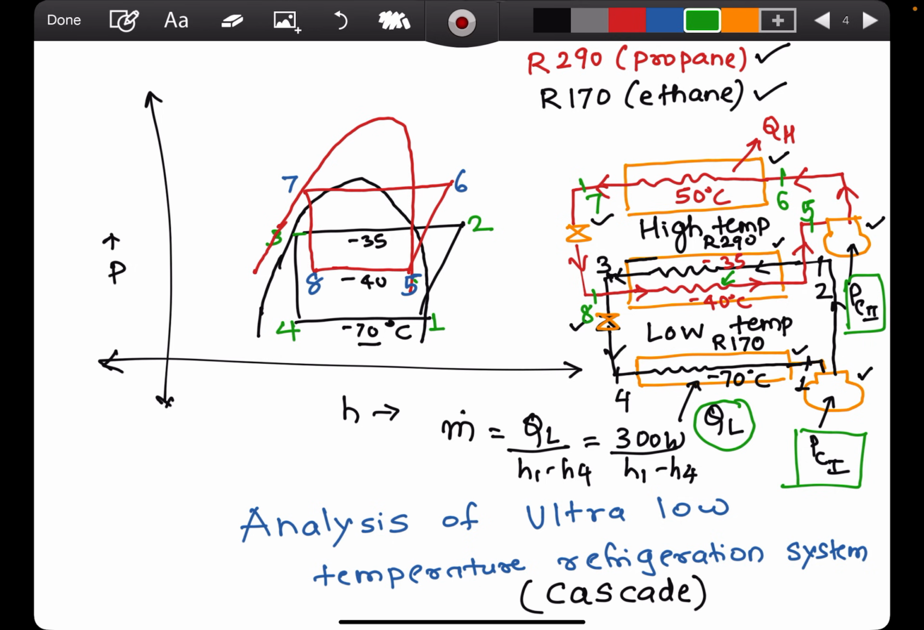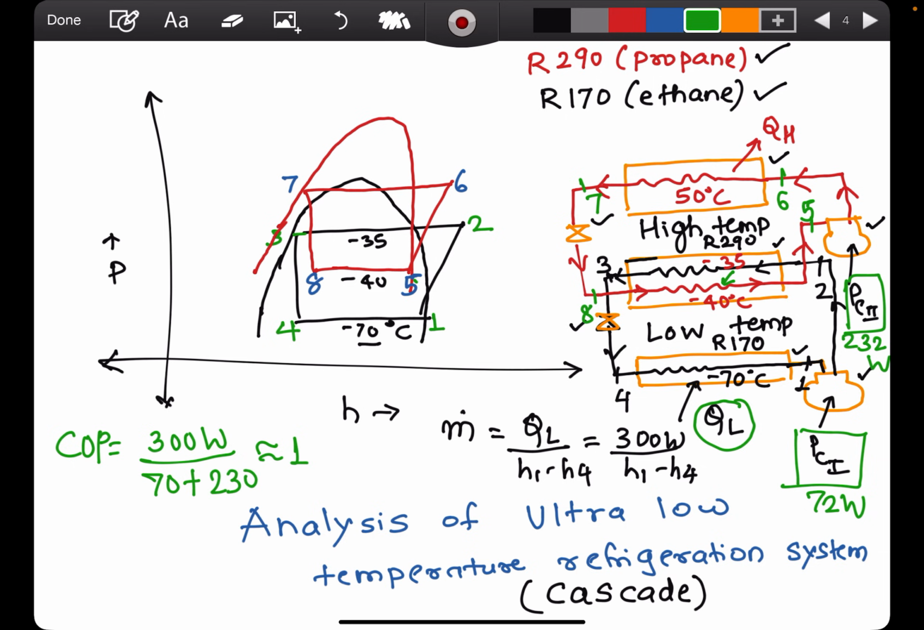So the COP would be the refrigerating effect, which is 300 watts, upon the power consumed by compressor 1, which we have found to be 72 watts, and the power consumed by compressor 2, which we have found to be 232 watts. So it means that this is around 70 plus 230 approximately. So this is approximately 1.